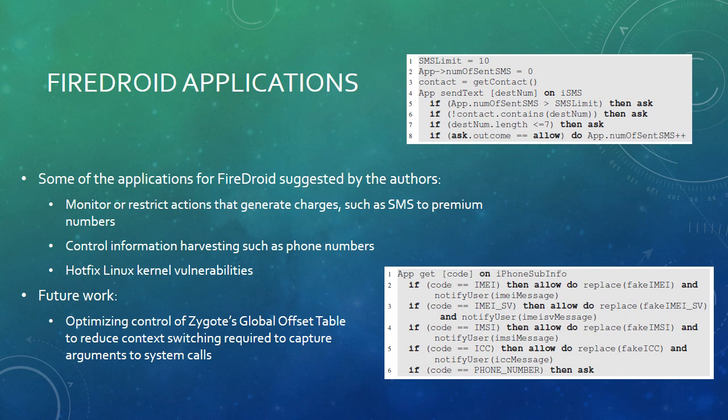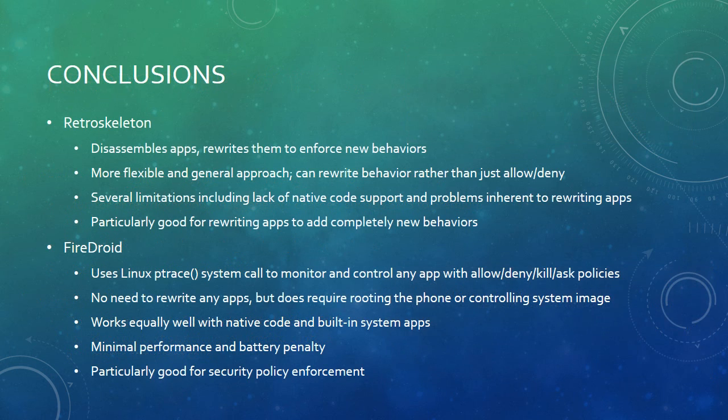The authors also describe ways to hotfix Linux kernel security vulnerabilities that might be exploited by malware. Using FireDroid, you can install a kernel security fix even before the phone vendor issues an official patch. The authors estimate that they can speed up their prototype by up to 80 times with some additional optimization work.